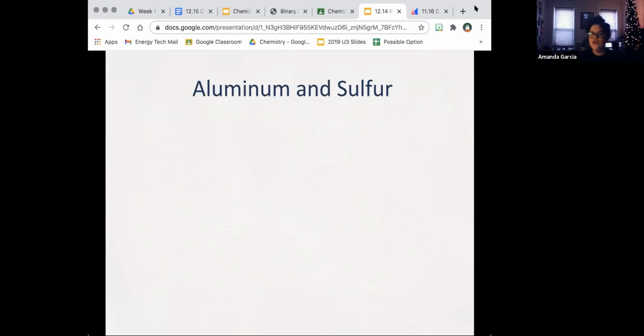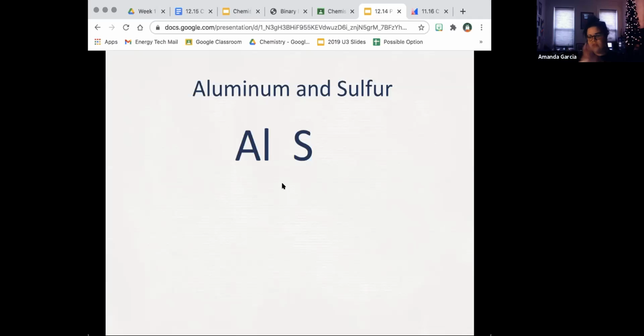And I'm going to show you, number one, how to find the formula using the crisscross. We're going to review how to name, but then I'm going to do some math to prove to you why this crisscross rule works and why we want to do it. Okay, so let's start again from scratch. Aluminum and sulfur. Aluminum's atomic symbol is Al, its atomic number 13. And I have sulfur, whose atomic symbol is S, atomic number 16.